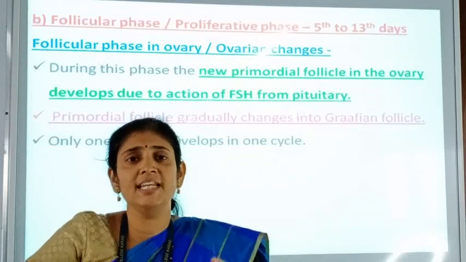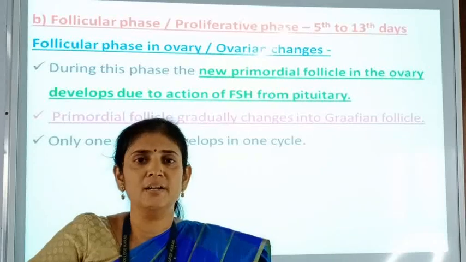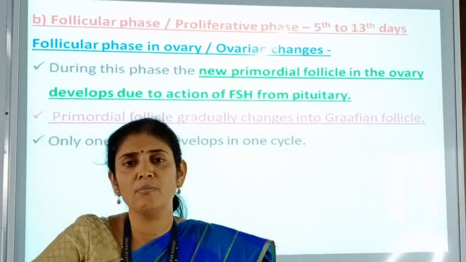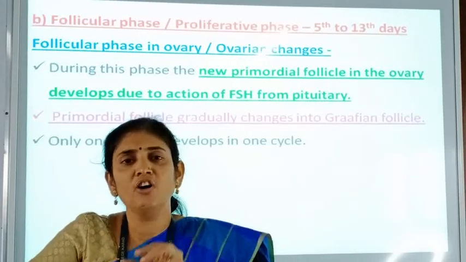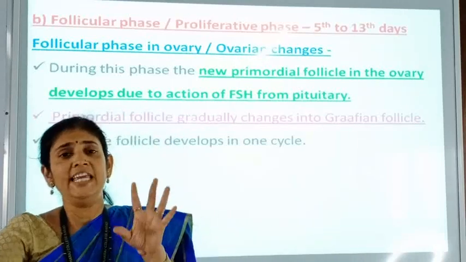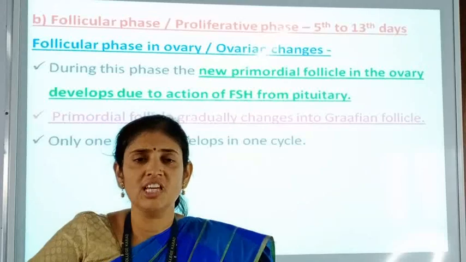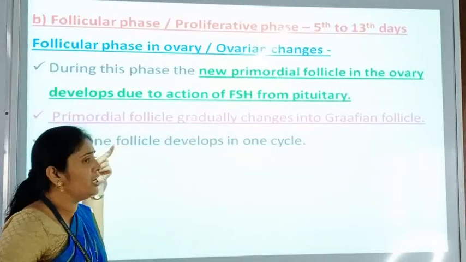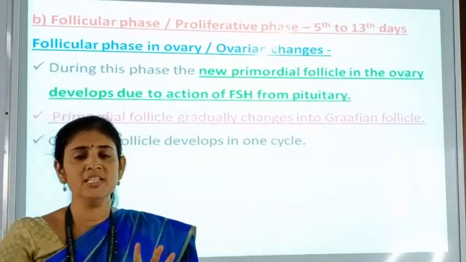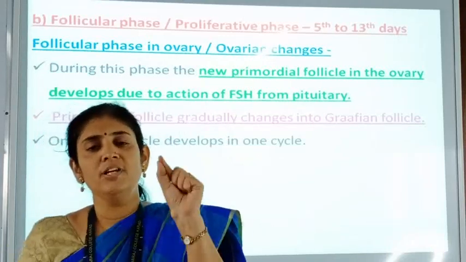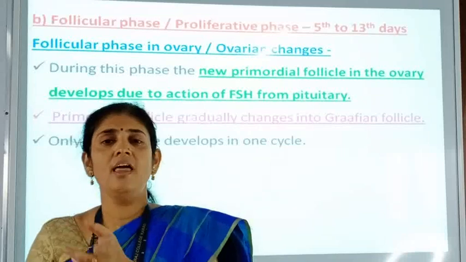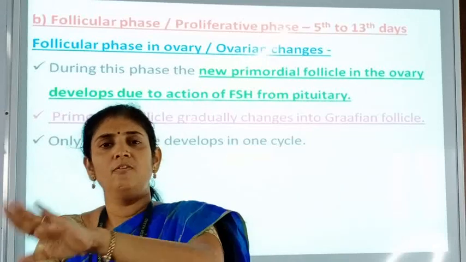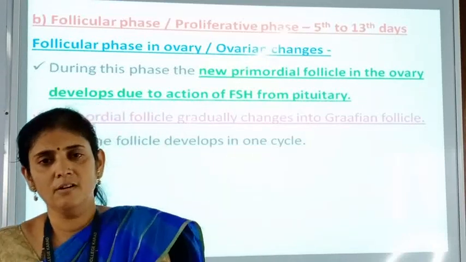This FSH acts on these ovarian follicles, that is primordial follicles, and these primordial follicles are converted into secondary follicle, then tertiary follicle, and lastly the mature Graafian follicle is formed due to the action of follicle stimulating hormone secreted by the pituitary gland. So here in the ovary the primordial follicle changes into the Graafian follicle, and only one follicle develops in one cycle. Means when the right ovary develops a Graafian follicle, next month the left ovary develops one follicle. Again the third month the right ovary develops one follicle, the fourth month the left ovary develops one follicle.